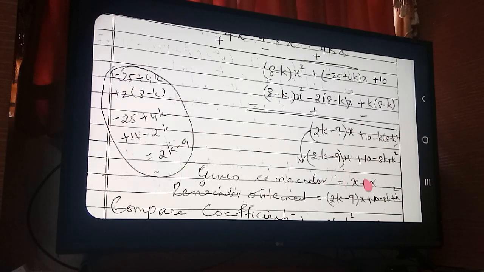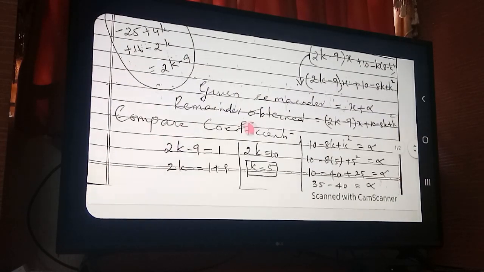The remainder is already given in the question as x plus alpha, but the remainder we obtained here is 2k minus 9 into x plus 10 minus 8k plus k square. Therefore, we will compare the coefficients. See here, what's the x coefficient, how much is coming? 1. What's the coefficient of x here? 2k minus 9. So we are comparing the coefficients of these two remainders. Clear? Are both the remainders the same? No. So we can compare the coefficients.